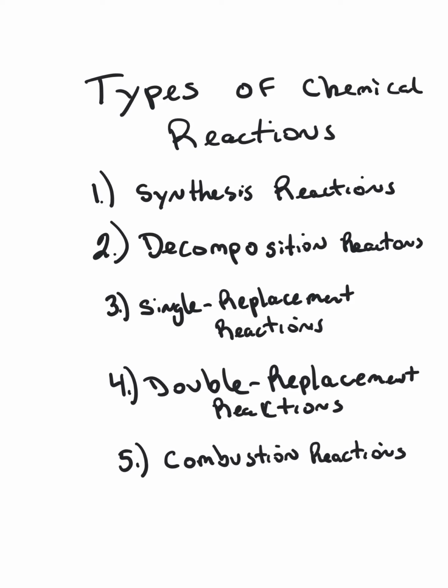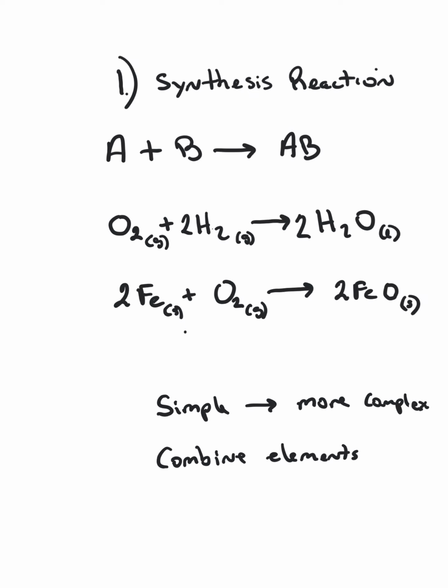Types of chemical reactions. There are 5 types of chemical reactions that we review: synthesis reactions, decomposition reactions, single replacement reactions, double replacement reactions, and combustion reactions. So let's first look at synthesis reactions.